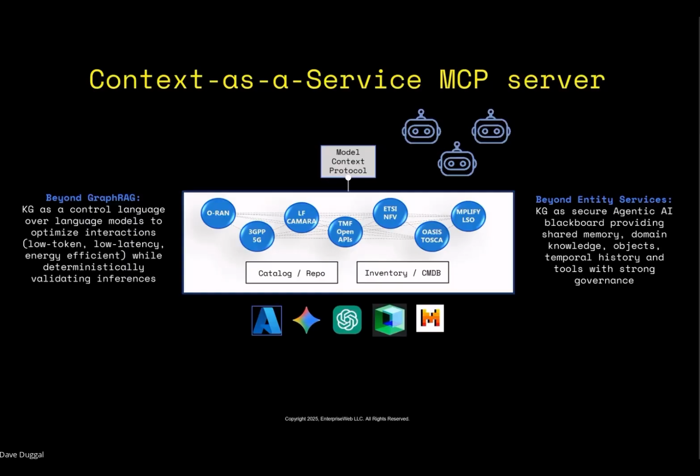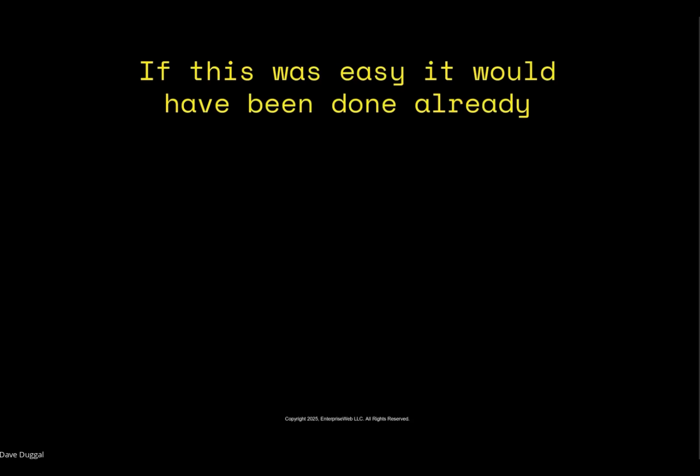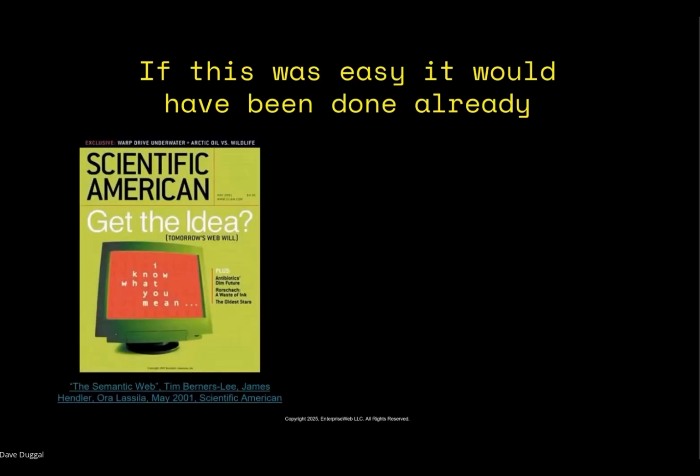And the power of that is putting that ontology in the middle. So the knowledge graph becomes the center of a domain-oriented AI architecture, as opposed to the LLM being the center of your architecture. We don't think that's a good idea. If this was easy, it would be done already.